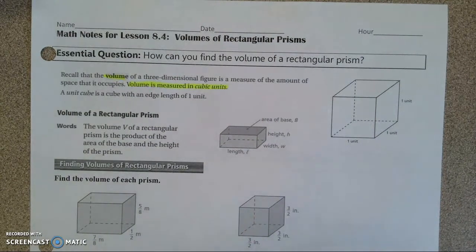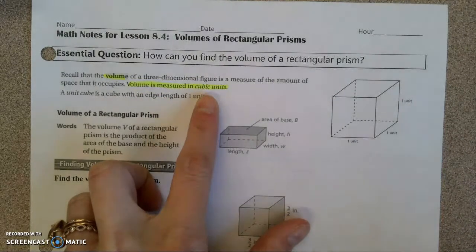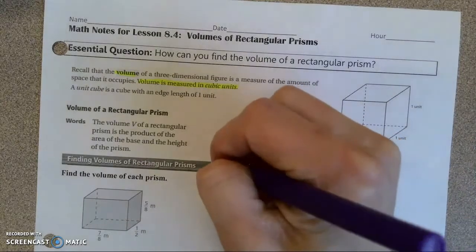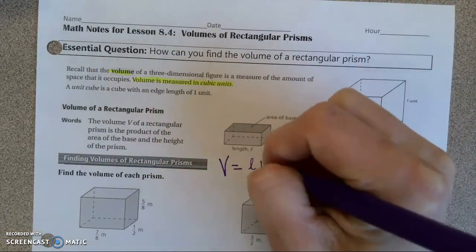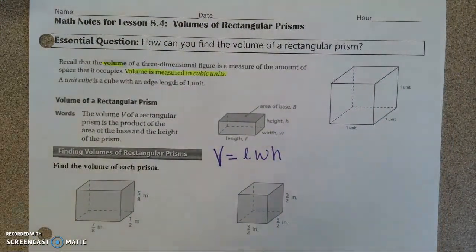And with area, we measure that in square units. So we have that exponent of 2. Now volume's measured in cubic units. So our exponent is now going to be a 3. So the formula we're going to use is volume, or V, is the length times the width times the height. So now with area, we're doing the length times the width. Now we're adding a third dimension, which is height. So length times width times height.